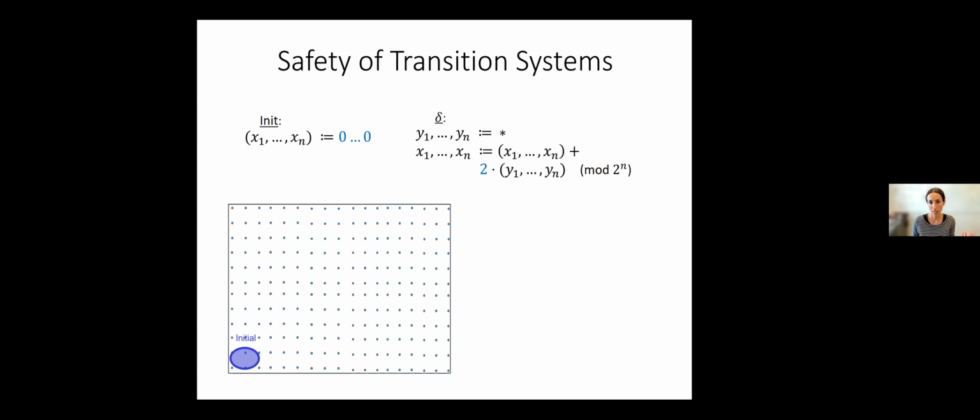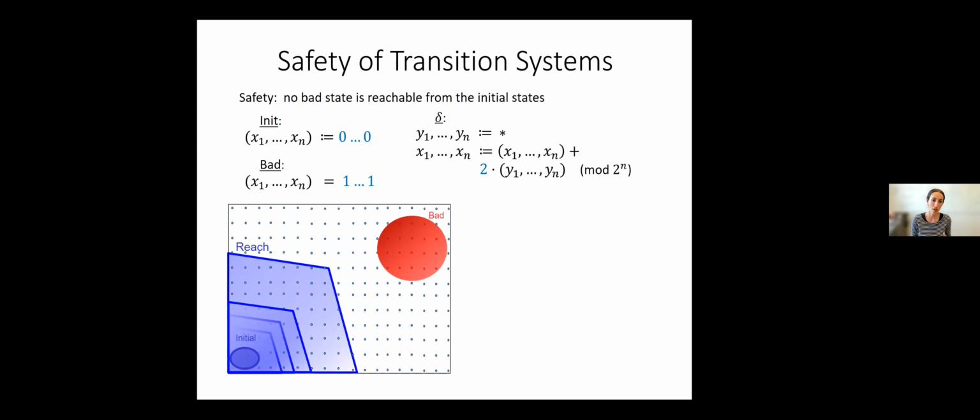And when we have the initial states and the transition relation, this defines a set of reachable states, the states that we can reach by executing steps of the transition relation. And in safety verification, we also have a description of bad states, bad behaviors. For example, here, let's say that the bad behavior that I want to make sure doesn't happen is that we get to a state where the counter has value 11111. So the goal of safety verification is to make sure that none of the reachable states is bad.